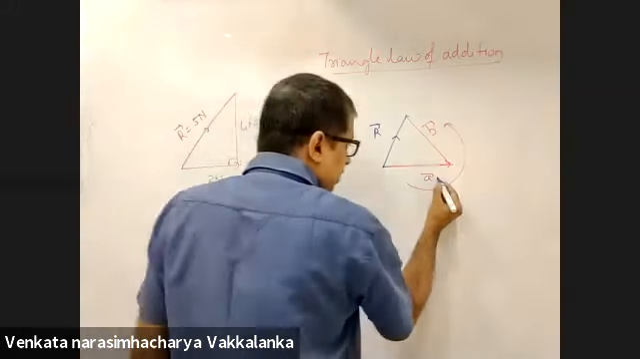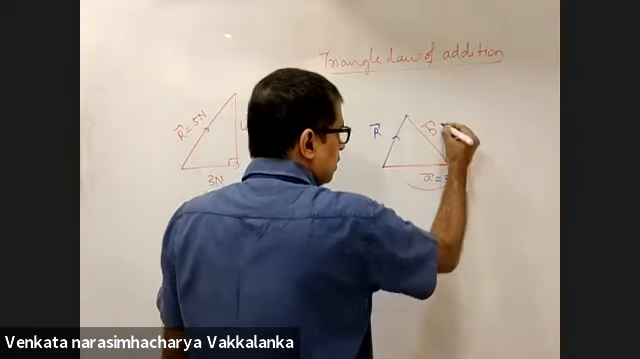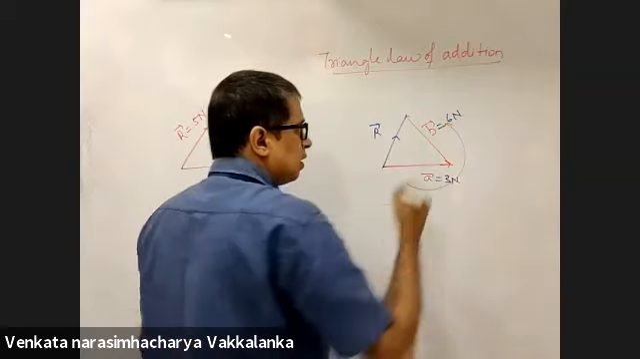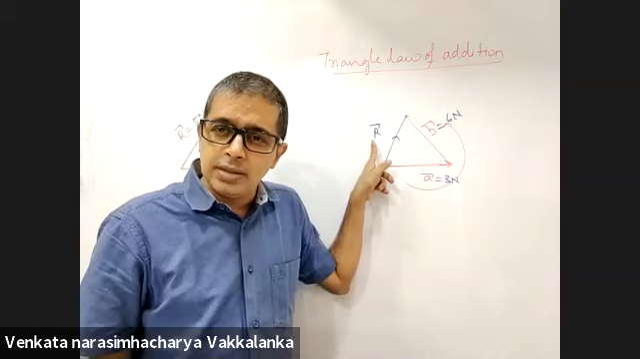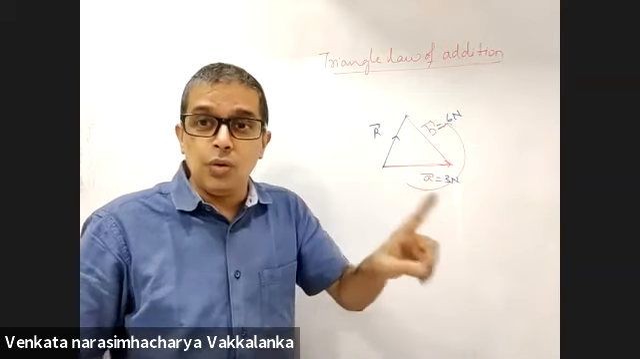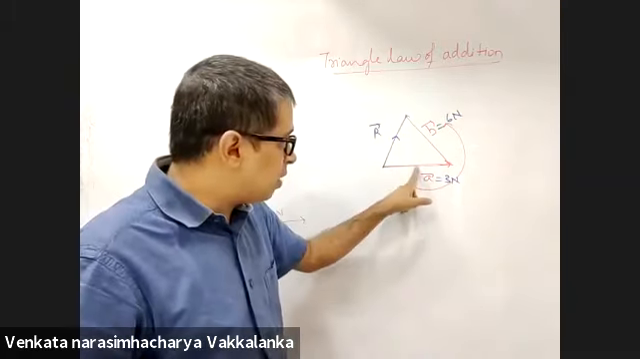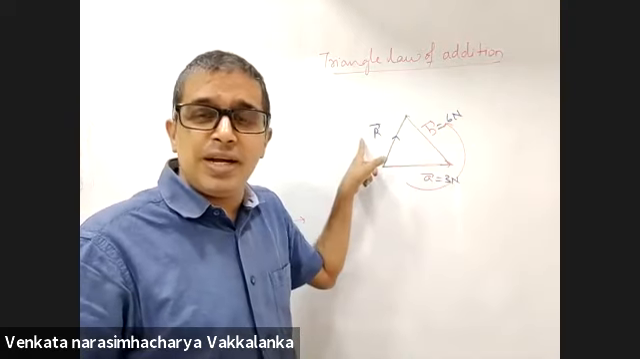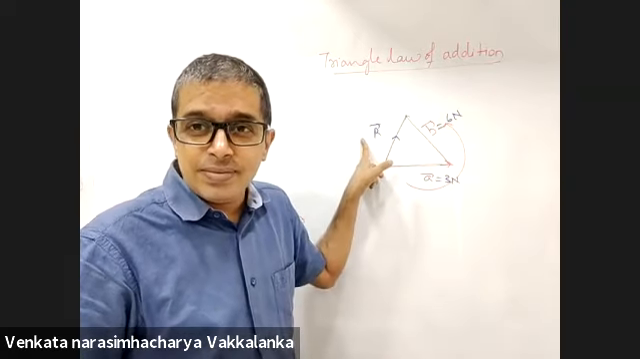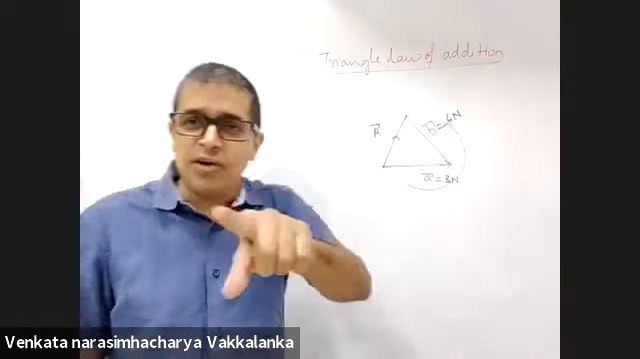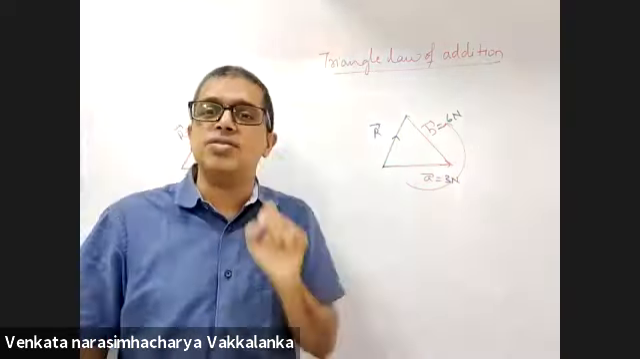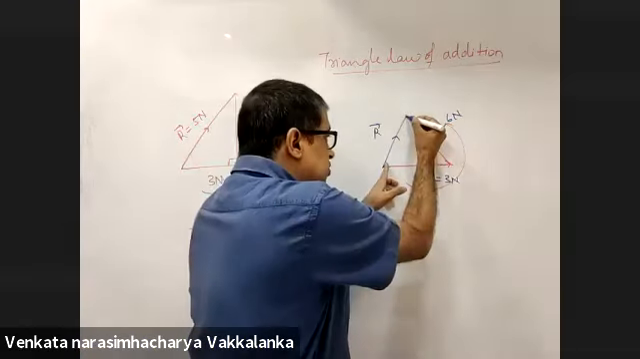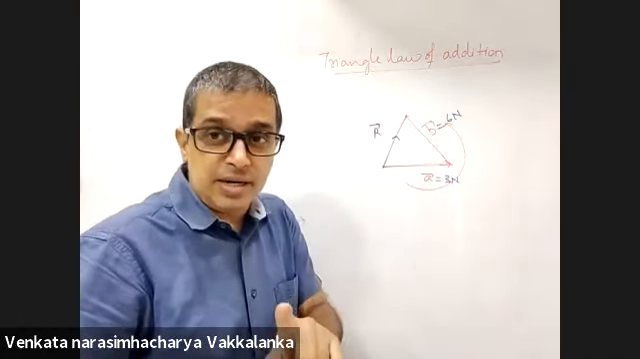Now suppose I tell you A is 3 Newton and this is 6 Newton. Will my resultant be 9 Newton? No, sir. Because remember, sum of two sides will always be greater than the third side. So this length will for sure be lesser than 9 Newton. Whatever is this length is the resultant.